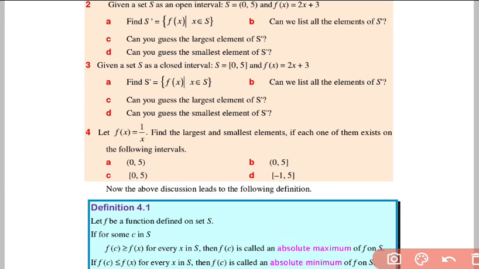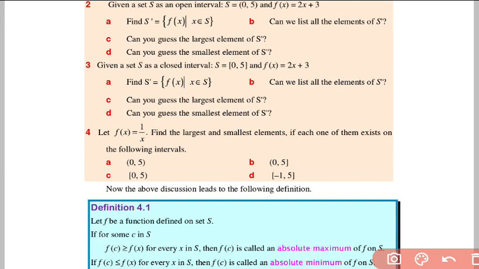Okay. If a set is a closed interval, can we do this? This is the second question.